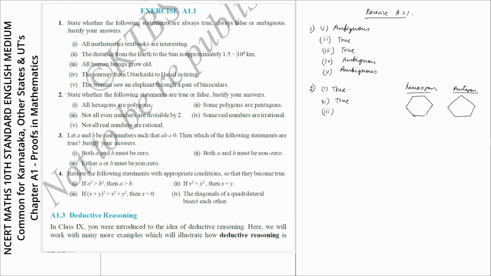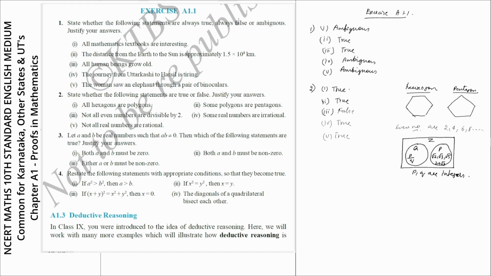Exercise A 1.1, question number 2. State whether the following statements are true or false. Justify your answers. All hexagons are polygons. Some polygons are pentagons. So what is a polygon? A polygon is a figure formed by 3 or more sides. Here I have drawn a hexagon. You can see a hexagon is a polygon formed by 6 sides, and a pentagon also is a polygon formed by 5 sides. Therefore the first sub question, all hexagons are polygons, is true, and some polygons are pentagons is also true.